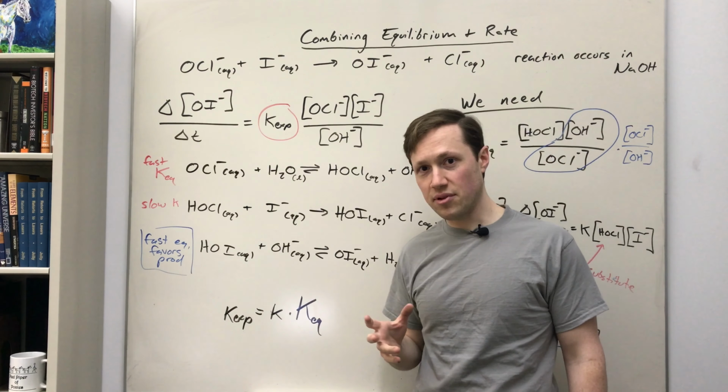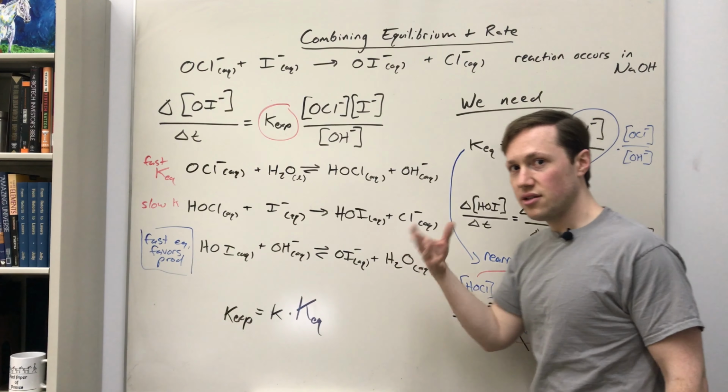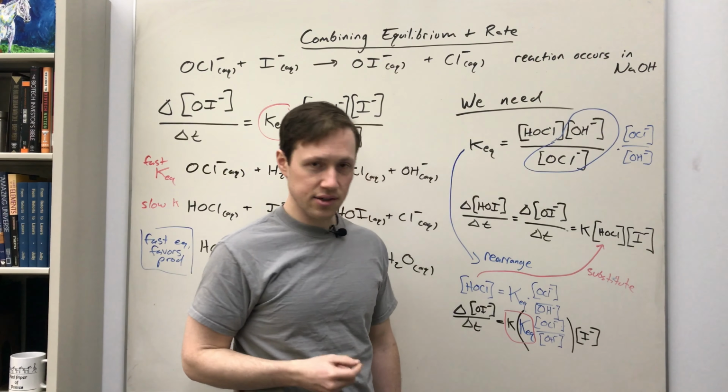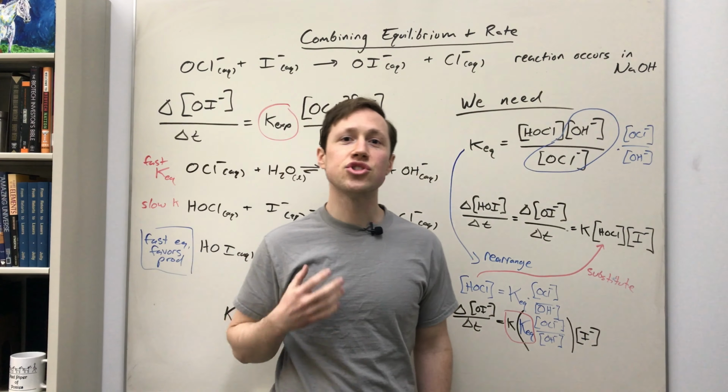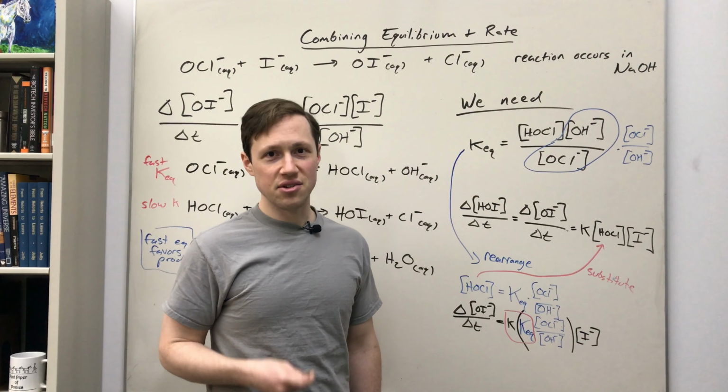So this is an example of how we can combine together equations to determine an overall mechanism rate constant. This is about the most challenging example of this kind of problem that you'll be asked to do in this course.